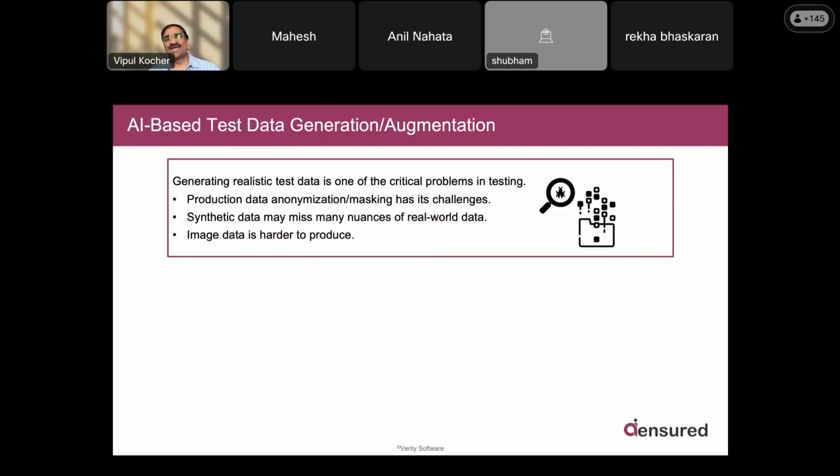So first of all, AI-based test data generation or augmentation. It is a very popular application. There are a lot of tools in the market today, and more tools are coming up, where you can use AI to create test data. I will give you a very interesting example. Let us say you want to simulate traffic. And how do you do that?